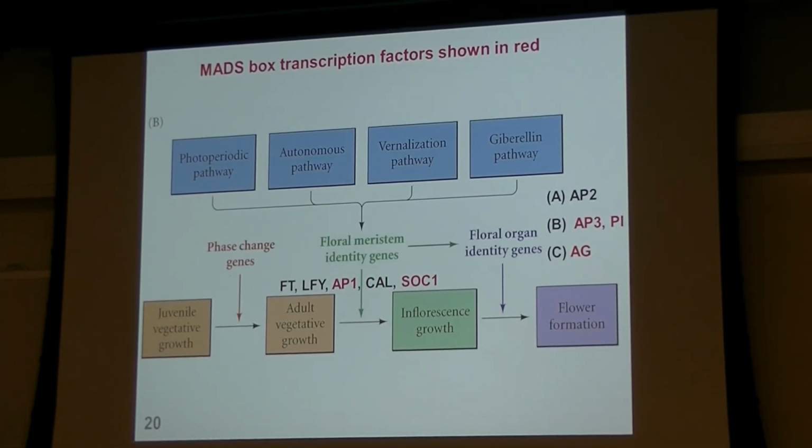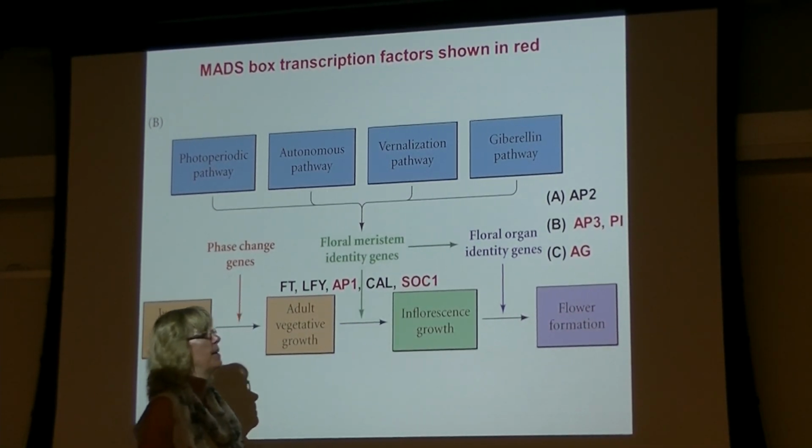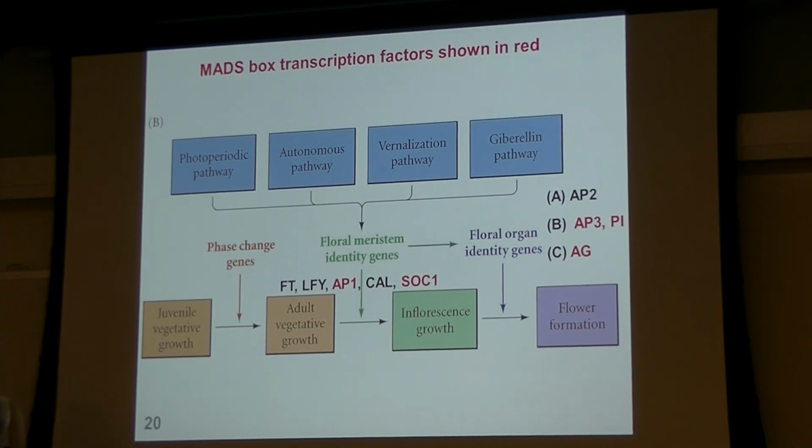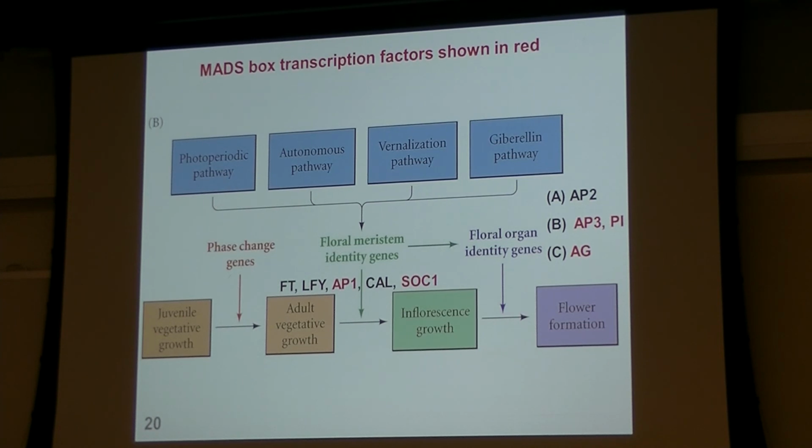Okay, and here I've shown you these ones in red are MADS box genes. So you can find representatives within the floral meristem identity genes, and then also within these floral organ genes, including the B and the C classes. So they're fairly well sprinkled around in there. So the MADS box genes, like the homeobox genes, some but not all can mutate to cause homeotic transformation. So some of these MADS box genes are homeotic.